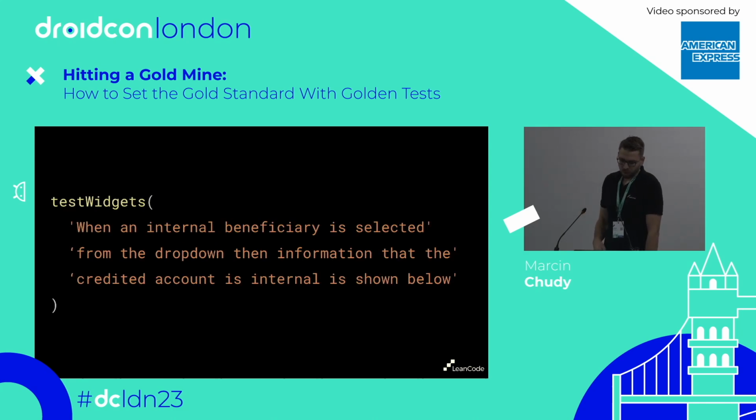So compare that to a normal widget test, which would, for example, say when an internal beneficiary is selected from the dropdown, then information that the credited account is internal is shown below.